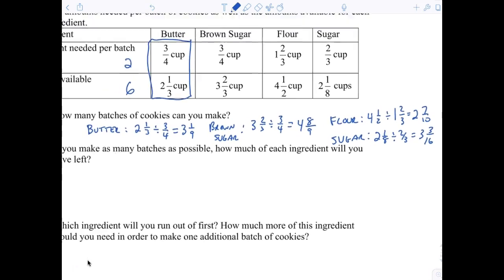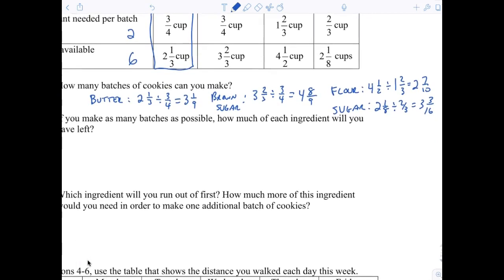So now the question is, if these are your numbers, how many batches of cookies can you make? How many batches can you make? Tell me. 3. Anybody else? 3? Actually, no. Actually, only 2, right? Now, why actually only 2? Because the flour, you can only do what? You don't have enough for 3.